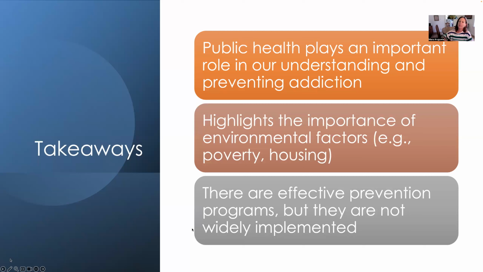Okay, the takeaways from Module 3. Public health plays a really important role in understanding and preventing addiction. We got the surveillance piece that tells us what's out there. If we understand what's out there, we can then create policy that changes those things. Prevention is really key in a public health model, because we're not treating people who are already addicted. We're creating fewer problems for the future. We're getting people before they get addicted.